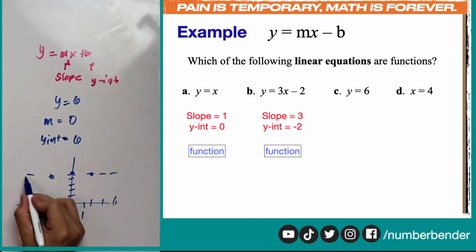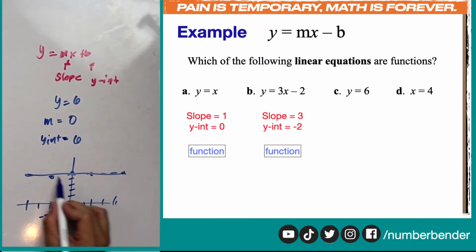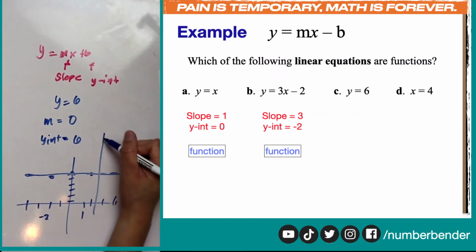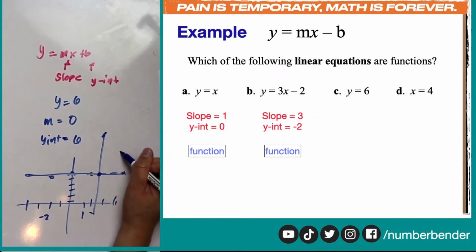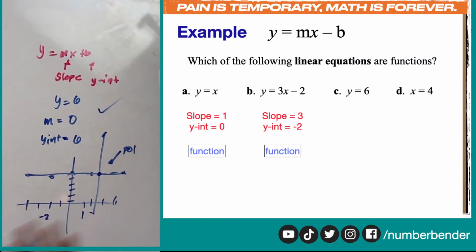So that's why we have a horizontal line. So that means with the vertical line test, there's only one point of intersection, so that means this is a function with a slope of 0 and y-intercept at 6.